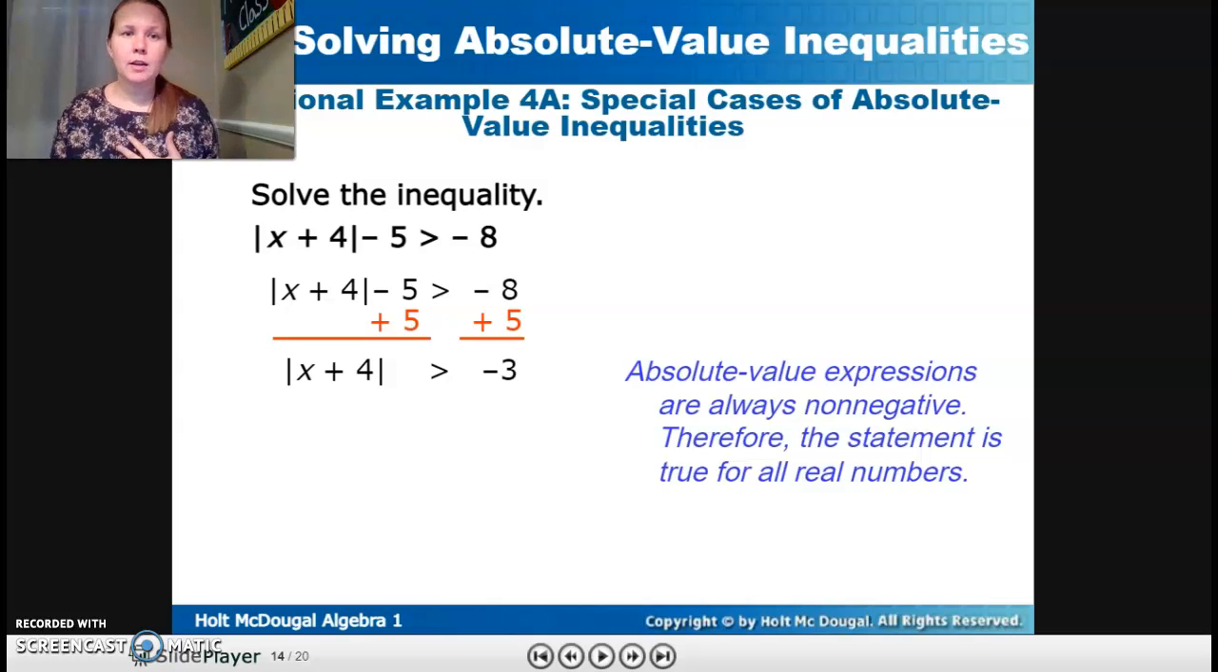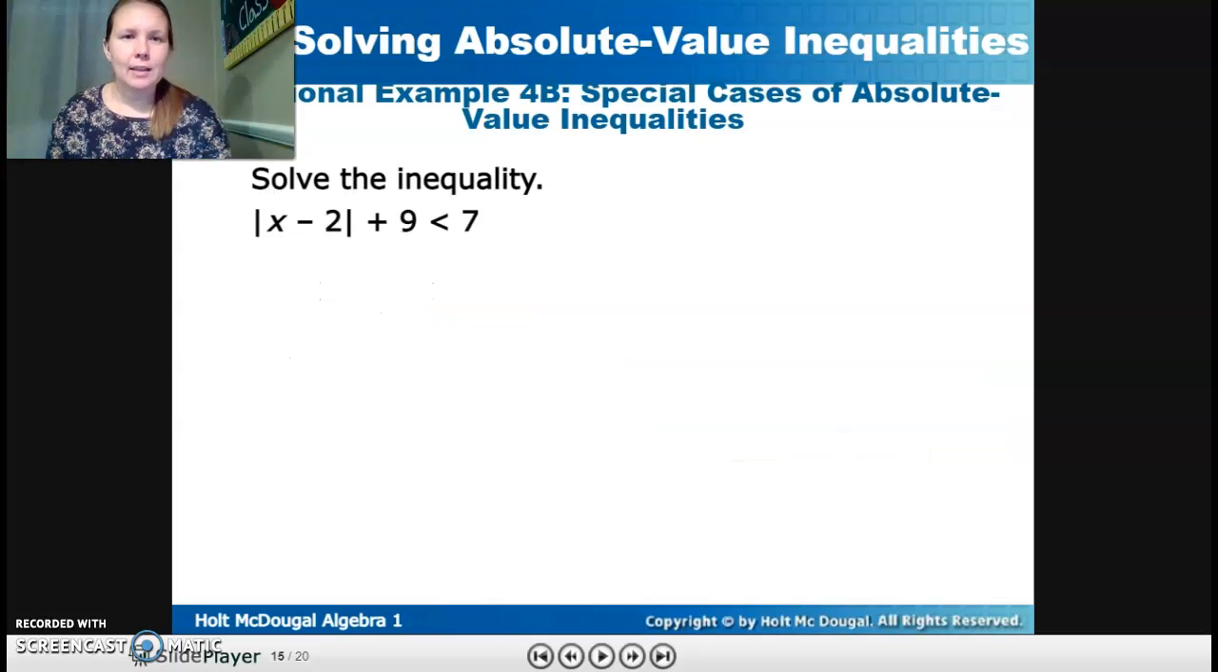So just because you get an absolute value by itself and it has a negative on this side, you have to look at that inequality sign. You can't just say, oh, no solutions because it's negative. It's a little different between inequalities and equations. So let's see what happens in this one. Again, I've got an absolute value. I've got an operation outside of it that I want to get rid of first. We're going to undo this operation of adding 9 because that minus 2 is on the inside. I want to keep that there. We're just going to subtract that 9 over first.